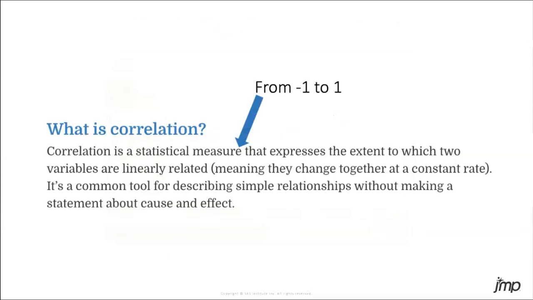So what is a correlation? It's a number from negative 1 to 1. Around 0 is a weak relationship. Close to negative 1 is a very strong negative relationship. Close to positive 1 is a strong positive relationship. That's really just measuring this tightness to a linear trend.